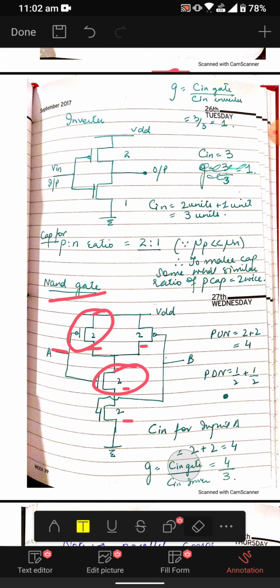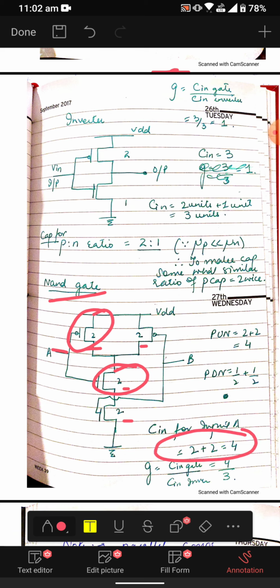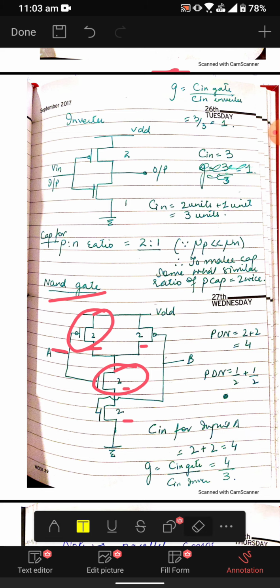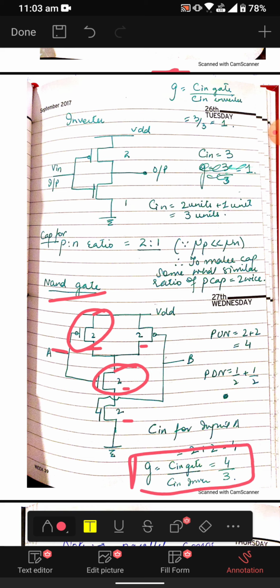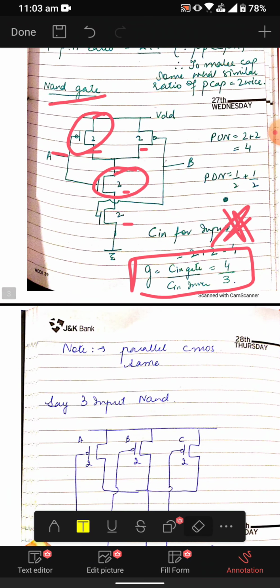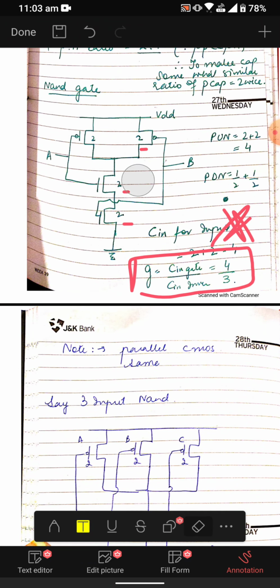ठीक है. So C in logical effort is C in gate by C in inverter. इसका कितना हमारा C in निकला? It is equal to 4 for a particular input. आपको एक इनपुट के लिए देखना है. And for the inverter we have already calculated it as 3. So G is equivalent to C in gate by C in inverter, which is equal to 4 by 3. Okay. So the logical effort for a NAND gate with 2 inputs, this is only for 2 inputs, is equal to 4 by 3.